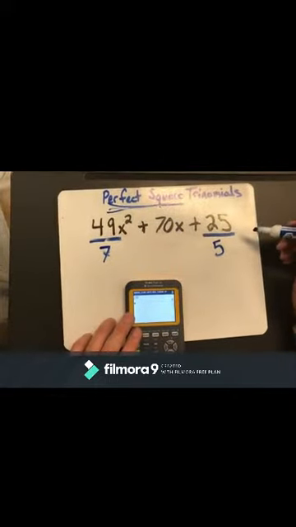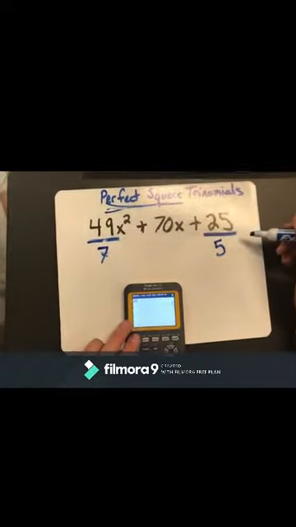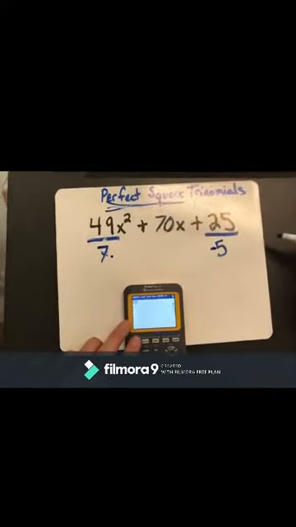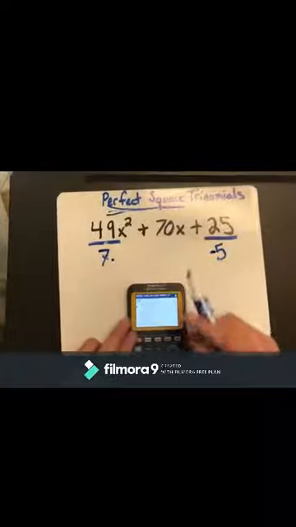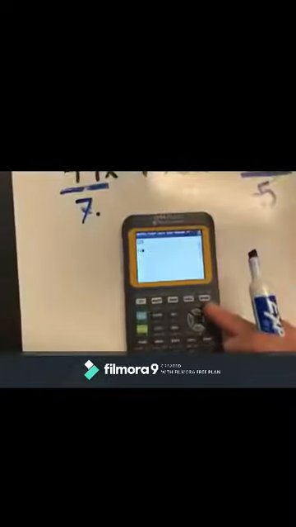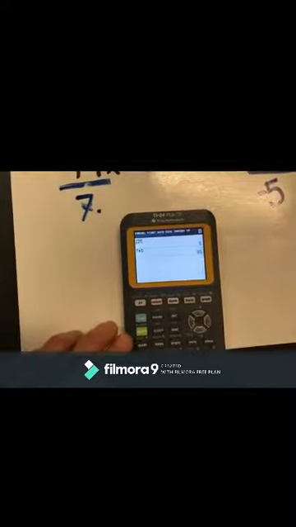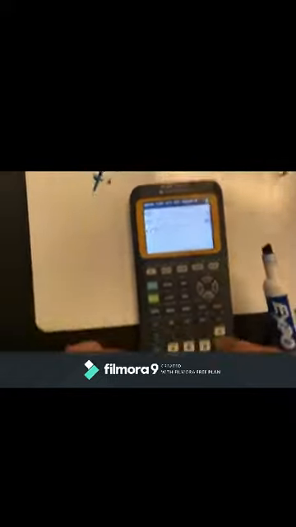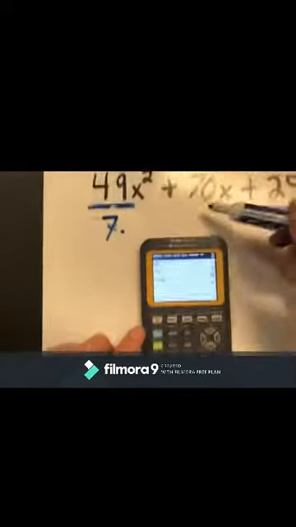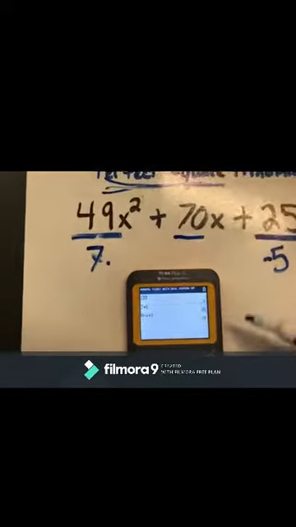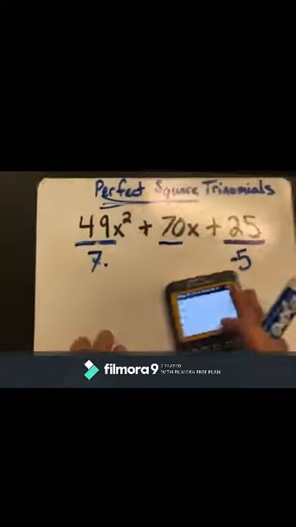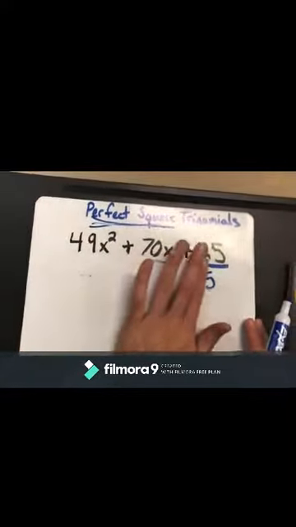The next thing you need to do is multiply the two square roots of your first and last term. So in my calculator, I do 7 times 5, and then you have to double it, so I multiply by 2. If that value equals the middle term of your trinomial, then you know that you have a perfect square trinomial. What that means is there's a trick to factoring it.